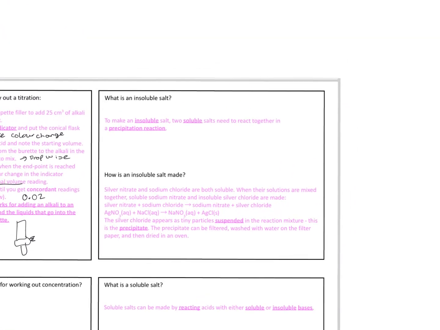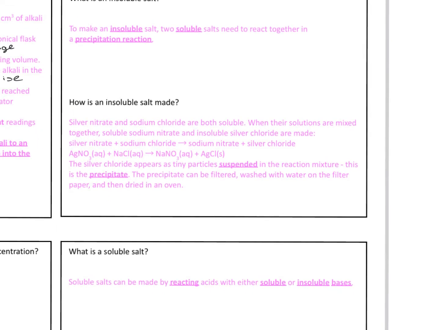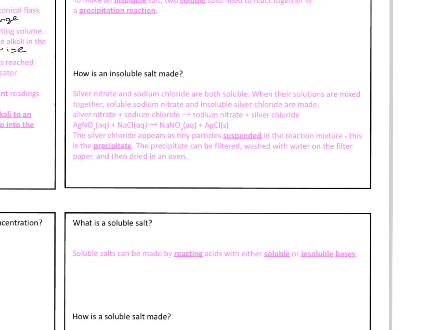Okay. Insoluble salts are made when two soluble salts react together in a precipitation reaction. And there are some examples there. So silver nitrate and sodium chloride are both soluble. When their solutions are mixed together, soluble sodium nitrate is made and insoluble silver chloride is made. You'll often be asked then to do the ionic equation because you're making silver chloride, which is the insoluble one.